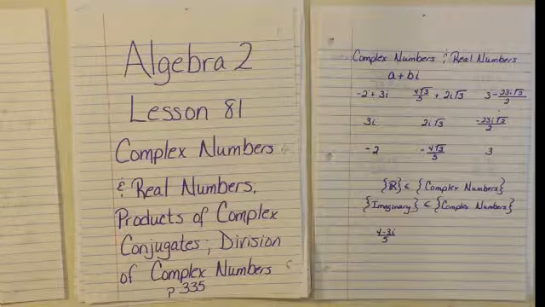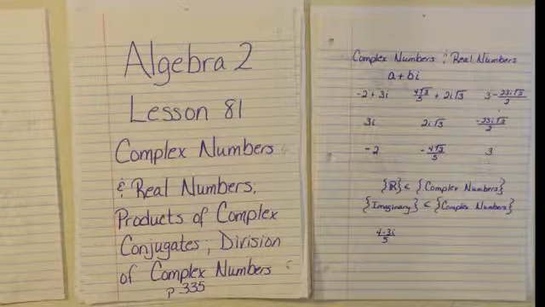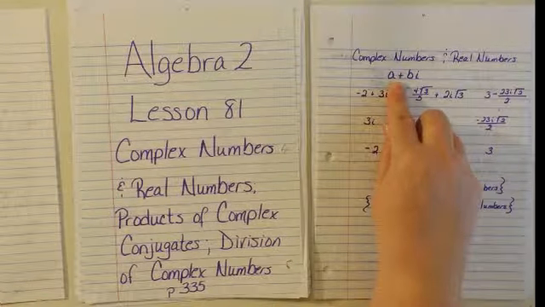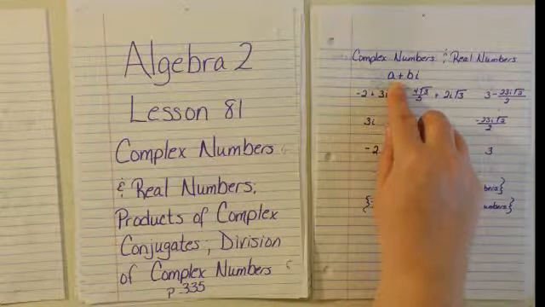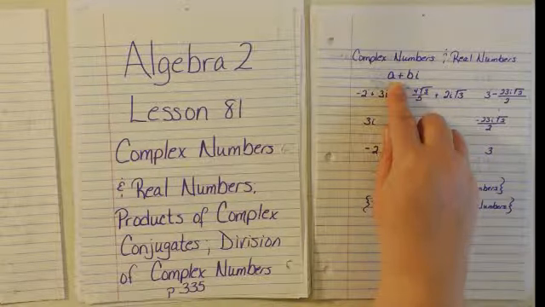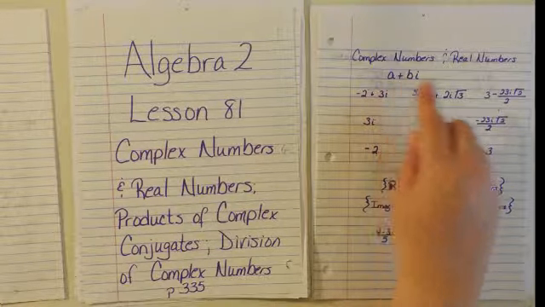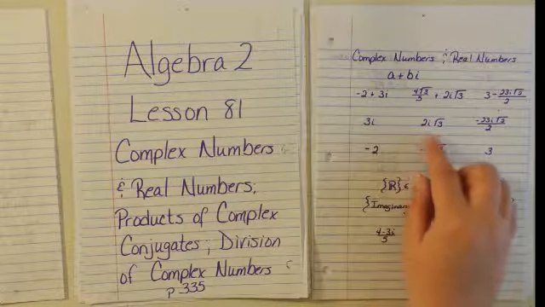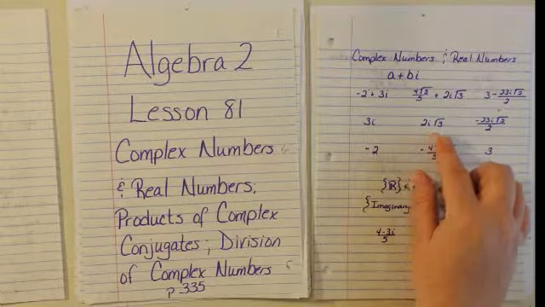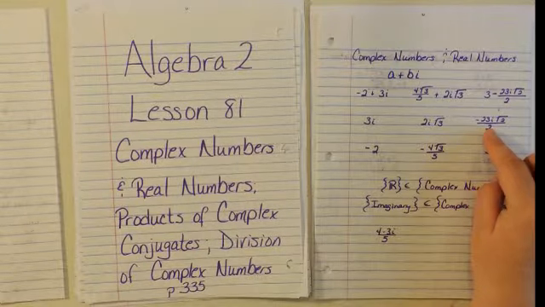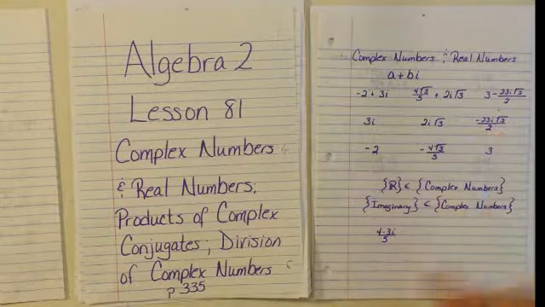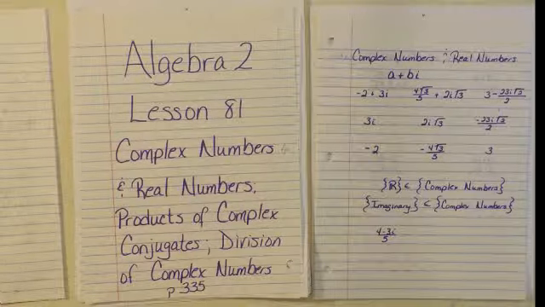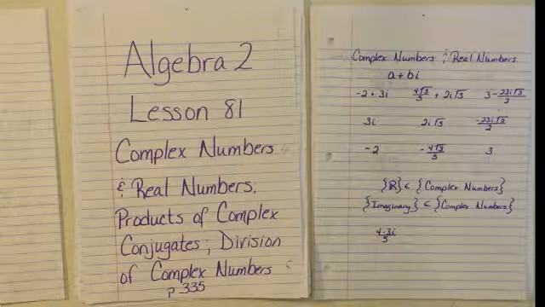If a equals 0, then the number doesn't have a written real part anymore. So these, 3i and 2i times the square root of 3 and -23i times the square root of 2 over 2, are complex numbers whose real parts equal 0.